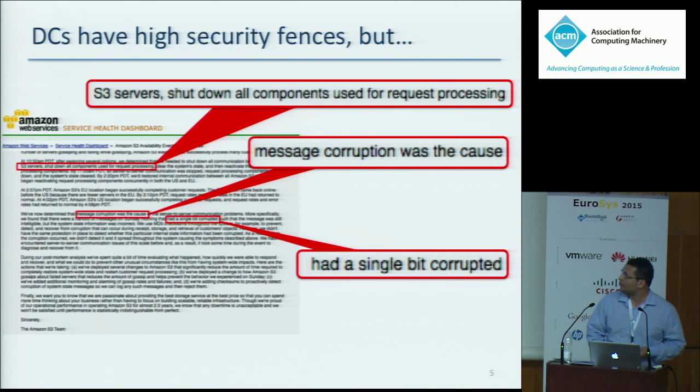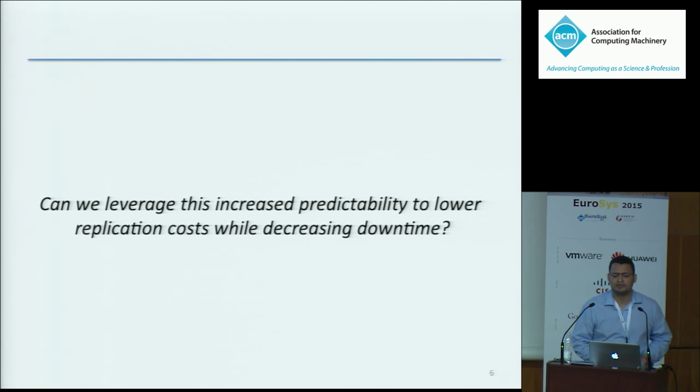surface. In 2008, Amazon had an outage in S3 servers, and the cause found was a message that was corrupted in a way that the message was still readable, but the state was corrupted. And the cause was a single bit flip. Given this observation, we can ask the following research question: can we leverage the increased predictability of these data center environments to lower replication cost while decreasing the downtime?